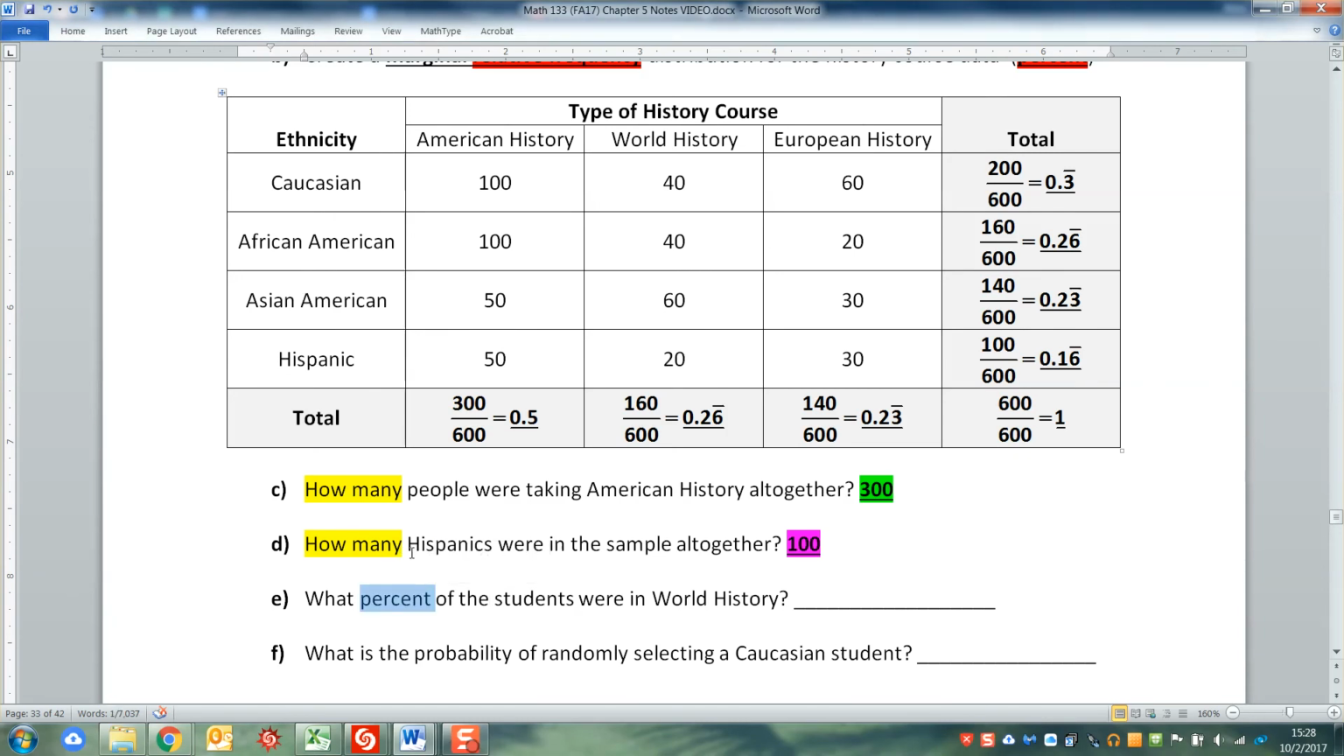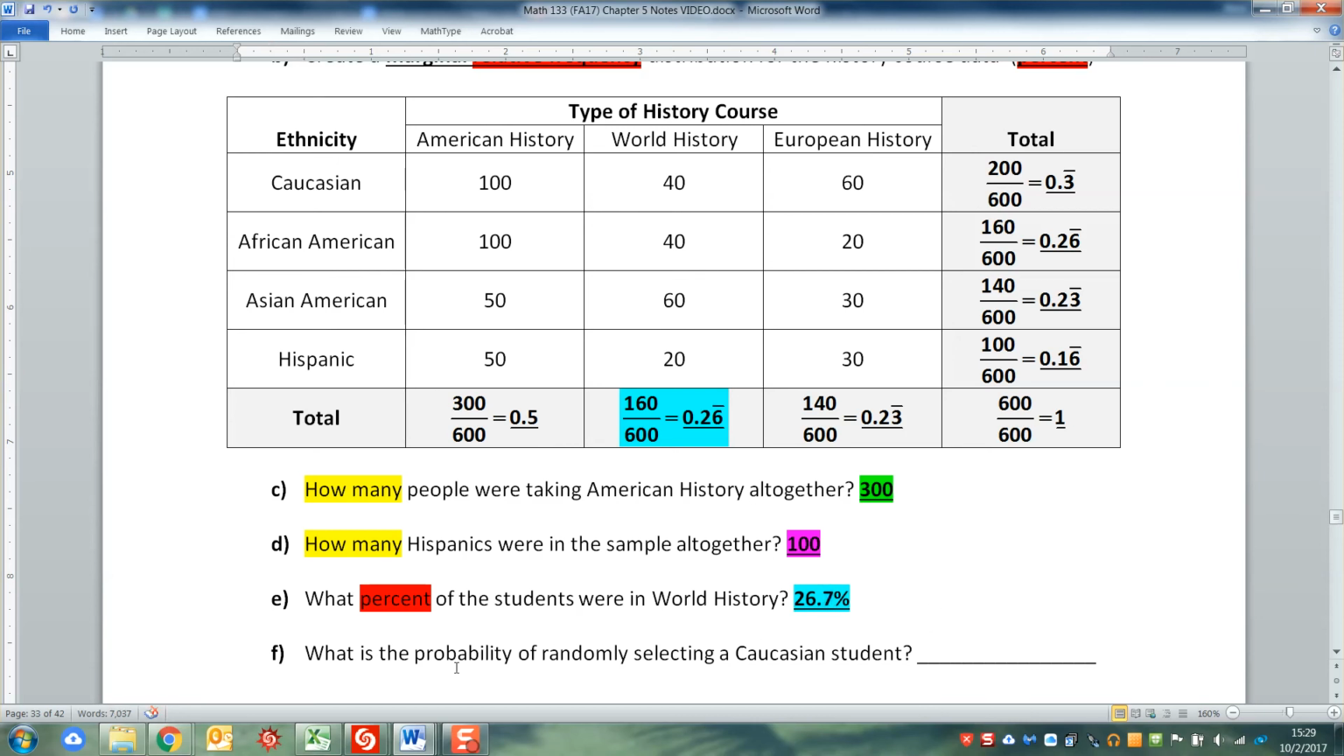Now, for letter E, it asks what percent? Well, percent is going to be a percentage question, so that's a relative frequency question. So what percent of students were in world history? That's this number right here, the 160 divided by 600. So that leads us to 26.6% roughly. Oh, sorry, 26.7% if we round appropriately, because it'll be 666 forever. Or if you like, you could put 6 with a little bar over it.